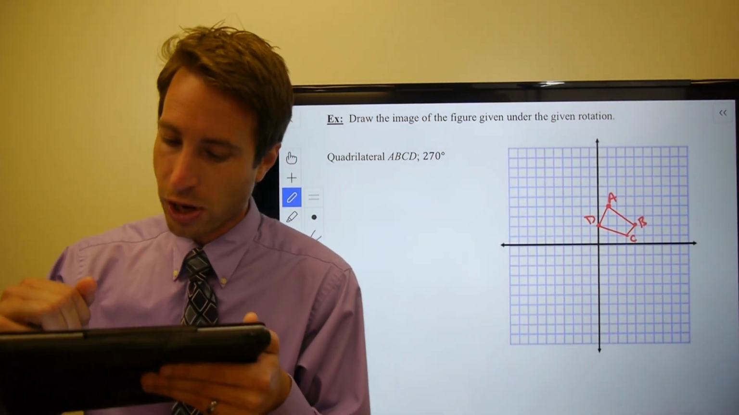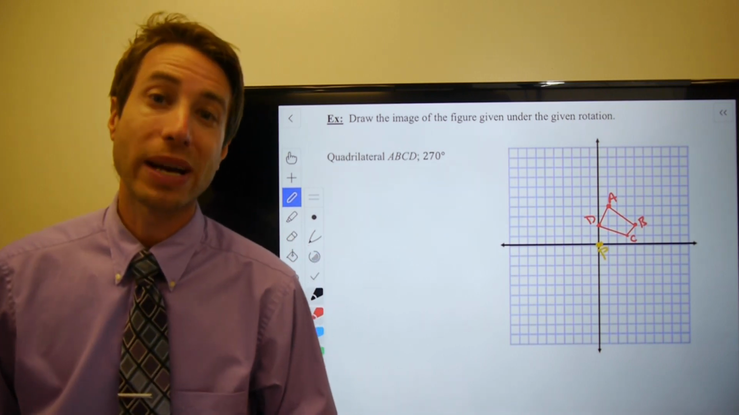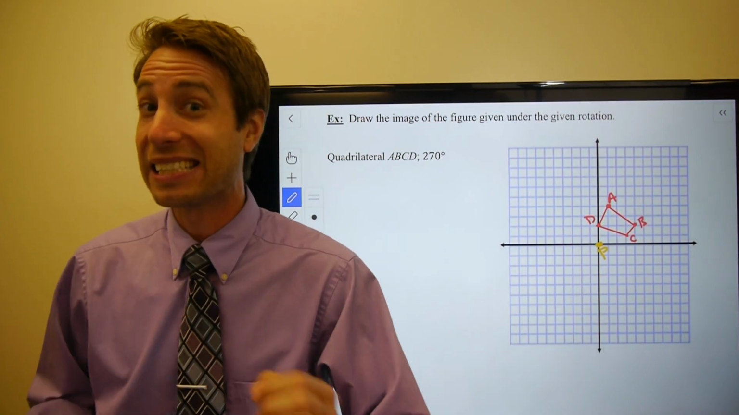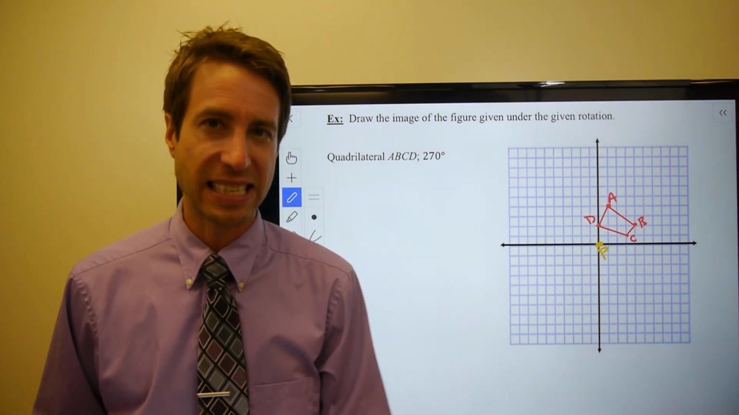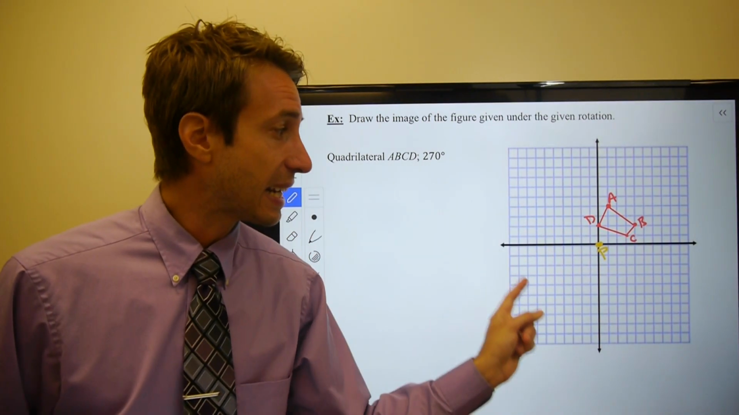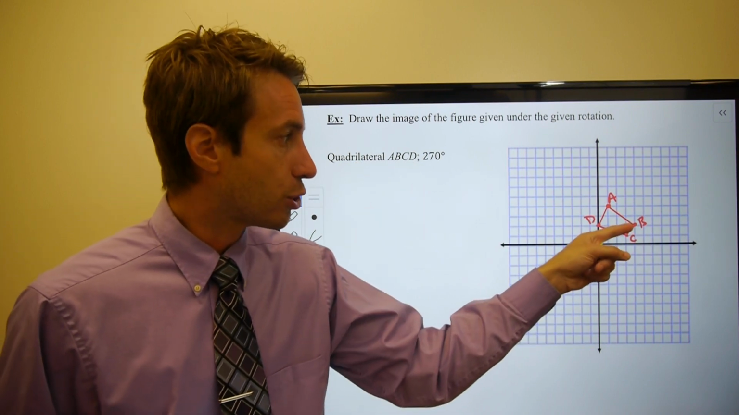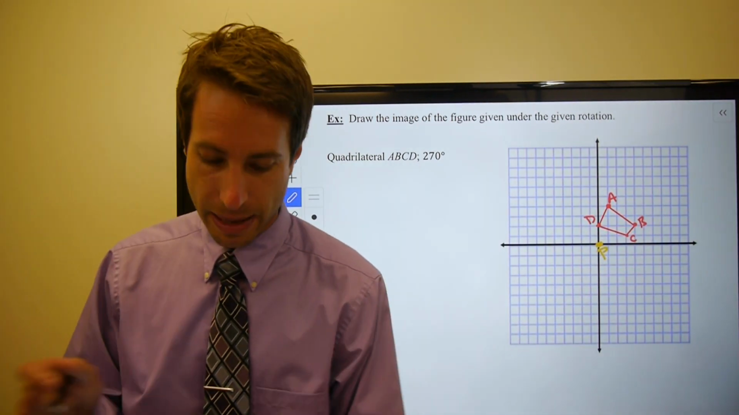Guys, anytime you're doing this on a coordinate plane, your point of rotation is always going to be the origin. That'll be your point of rotation unless I tell you to use something different. It's always going to be the origin. That makes it easy. Again, we're going to be rotating in a counterclockwise direction because I didn't specify differently. So we're going to go 270 degrees counterclockwise and find out where that image shows up.